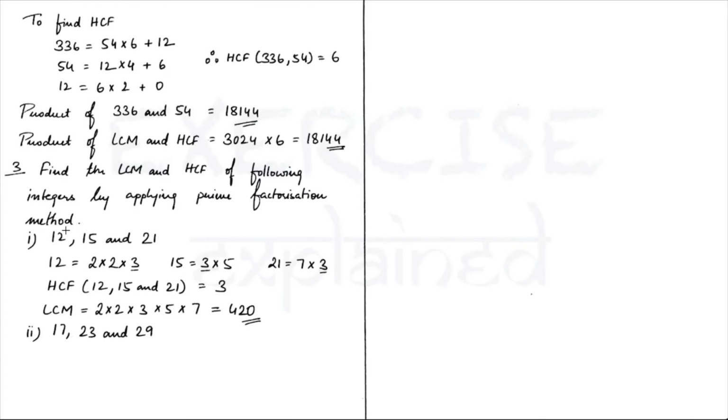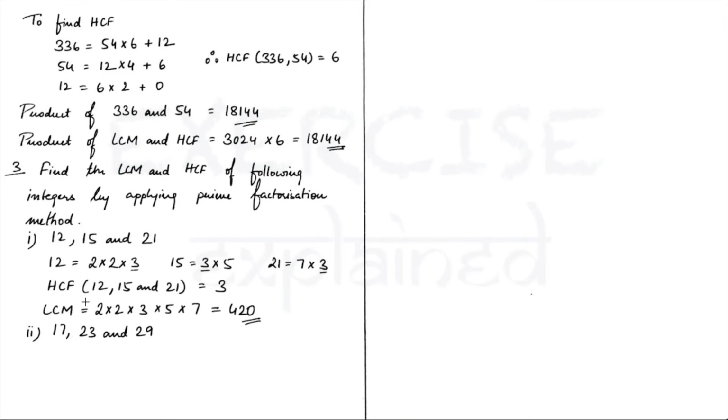So the first question we have got here is 12, 15 and 21. 12 can be written as 2 into 2 into 3, 15 can be written as 3 into 5 and 21 can be written as 7 into 3. Now whichever term is common in all these three, you can see 3 is there here, 3 is there here, 3 is there here also. So we can tell that HCF is 3.